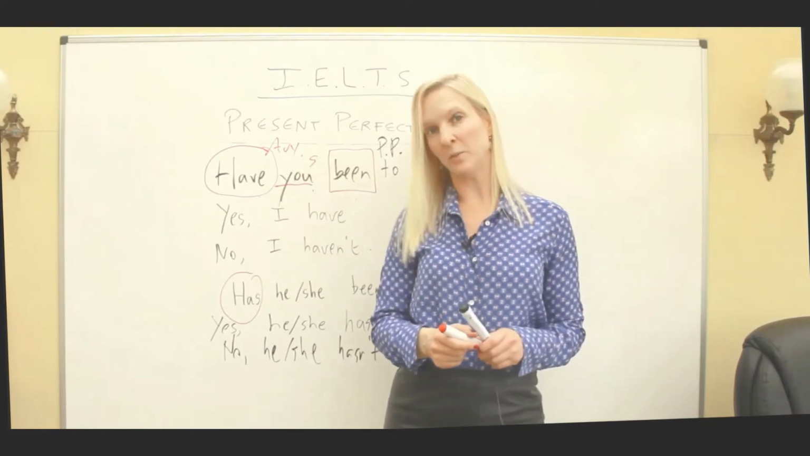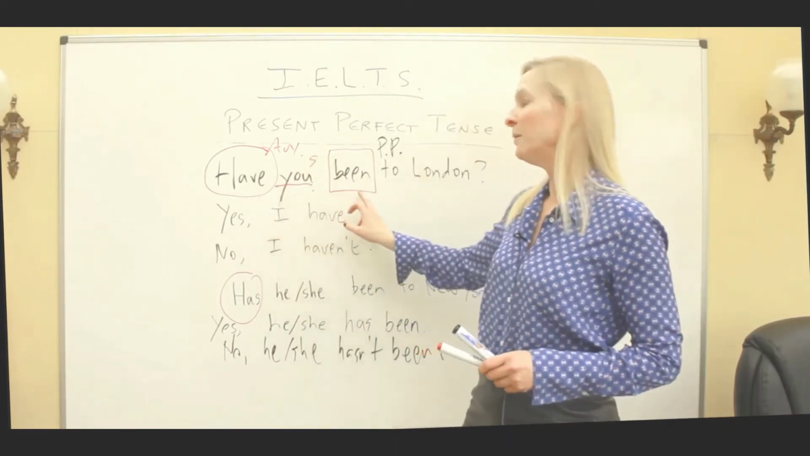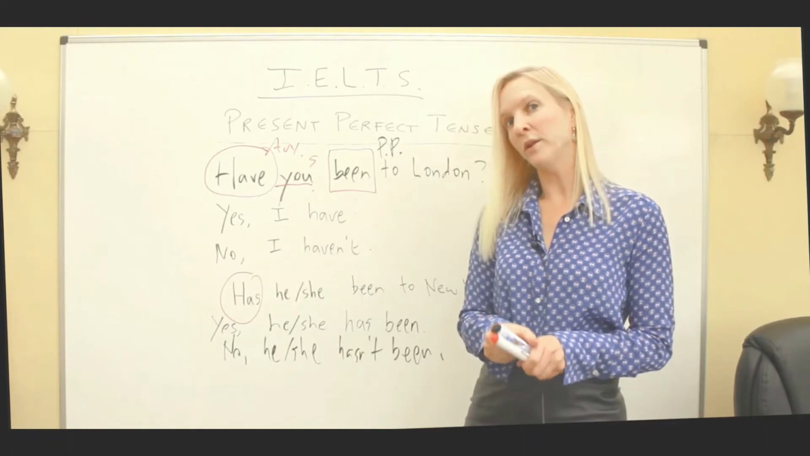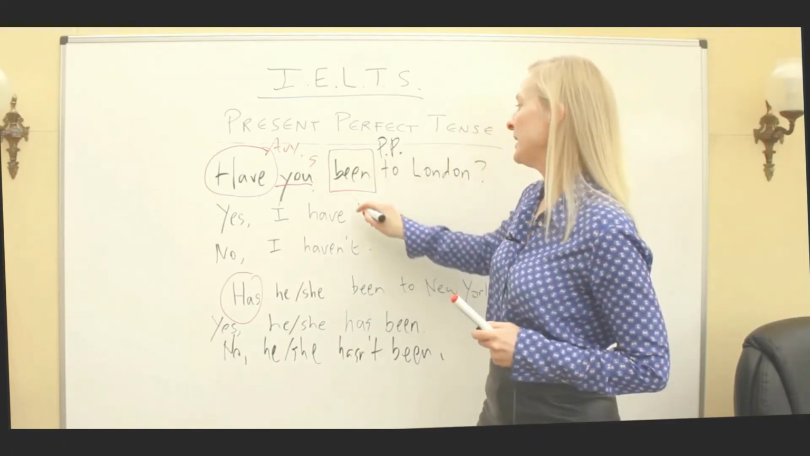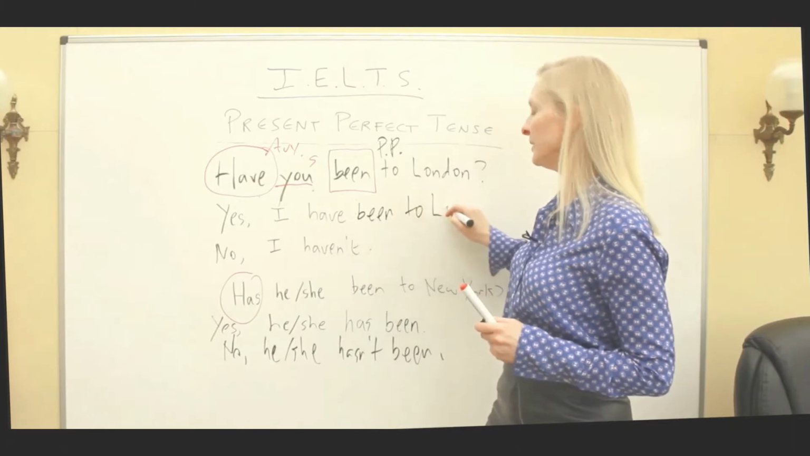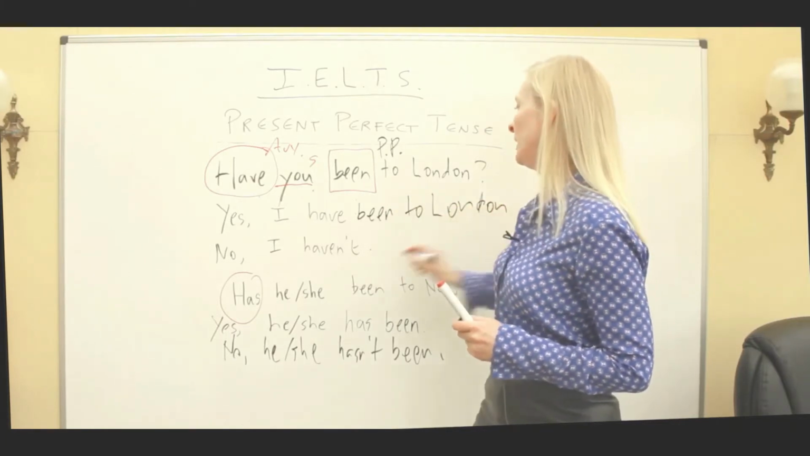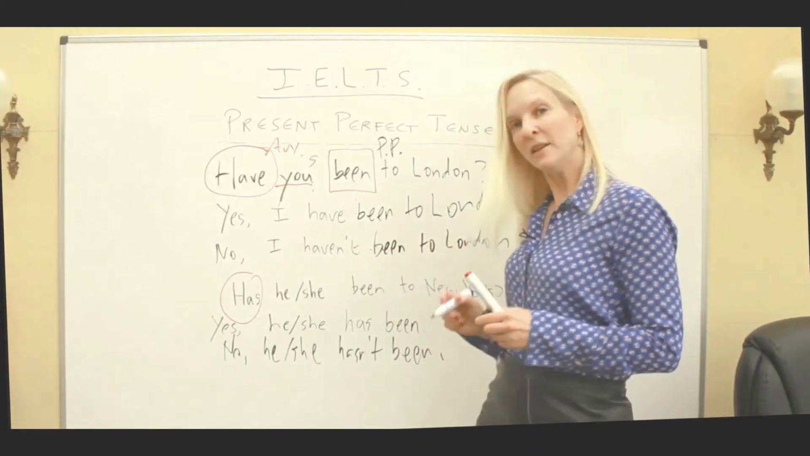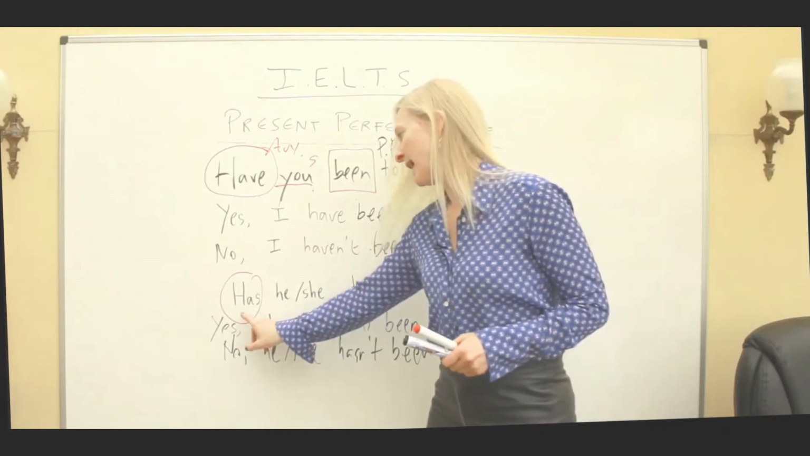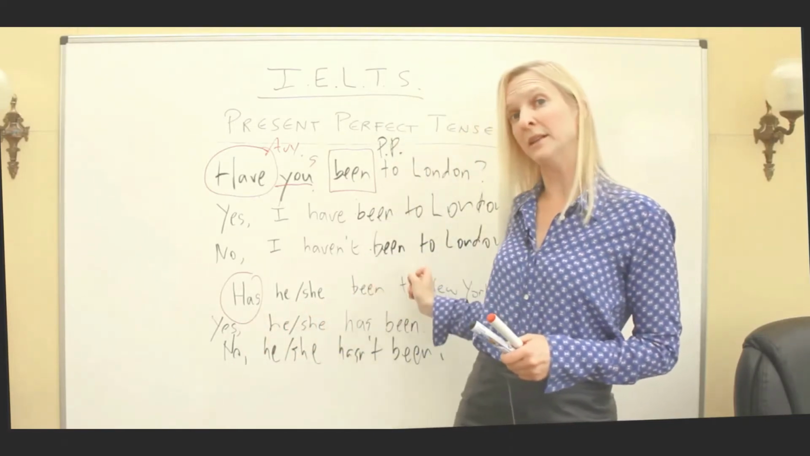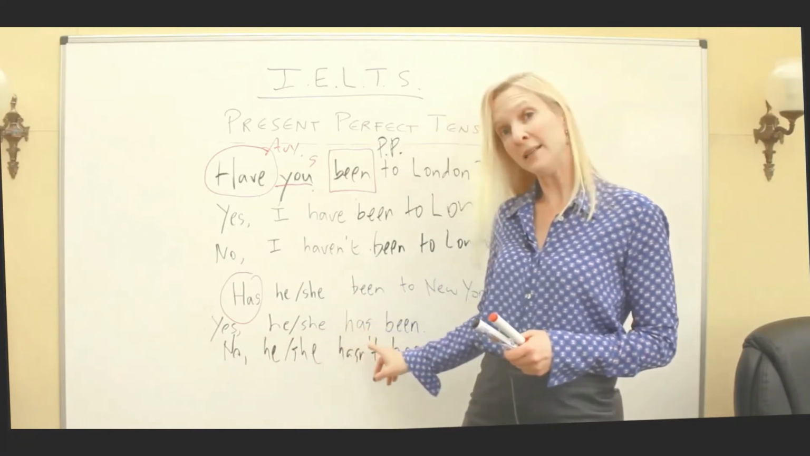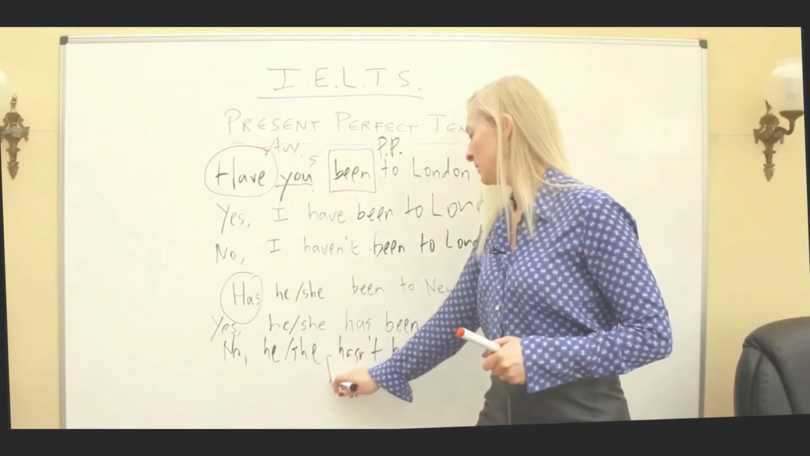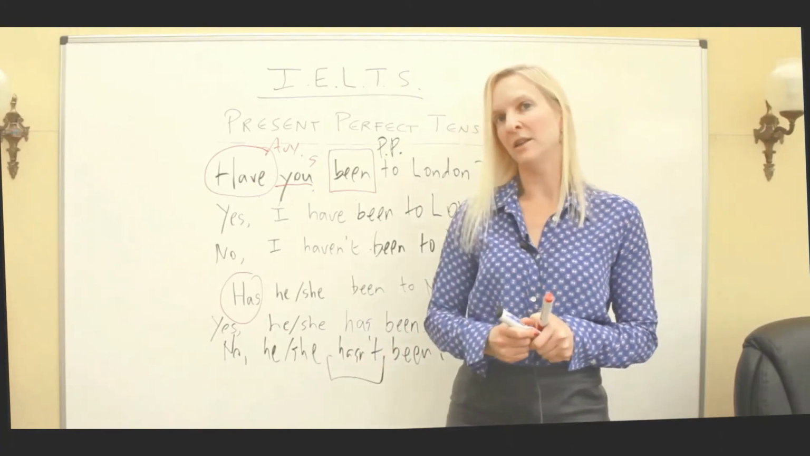So a typical question in the present perfect is, have you been to London? And the answer is yes, I have, or no, I haven't. We can also say yes, I have been to London. That's the long form. Or no, I haven't been to London. And in the third person singular, we ask, has he or she been to London? Yes, he or she has been, or no, he or she hasn't been. So here we use the contraction has not been.